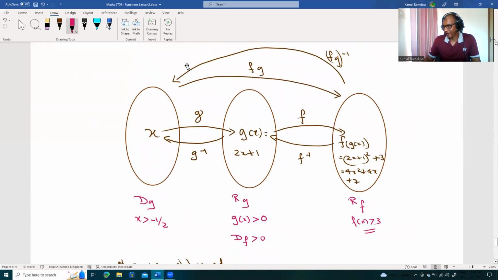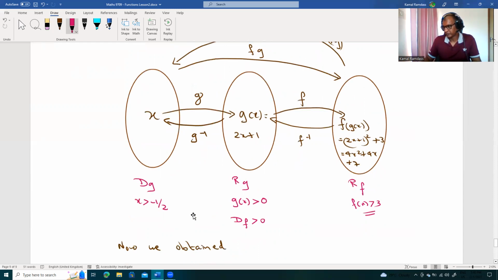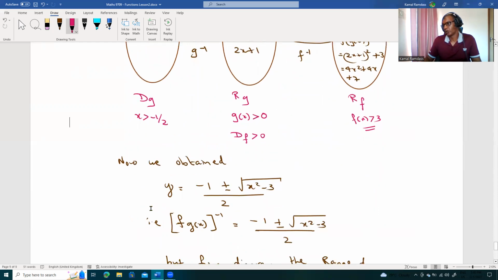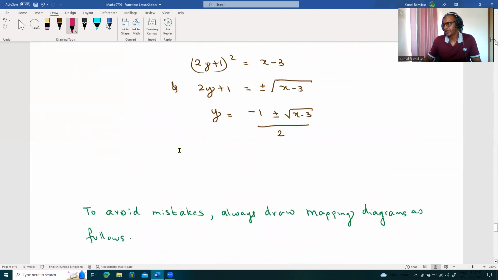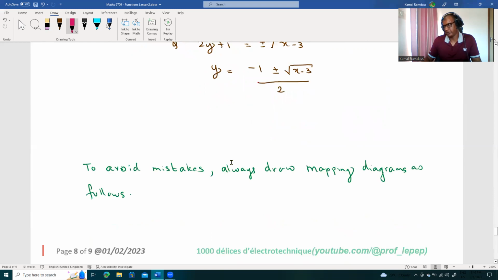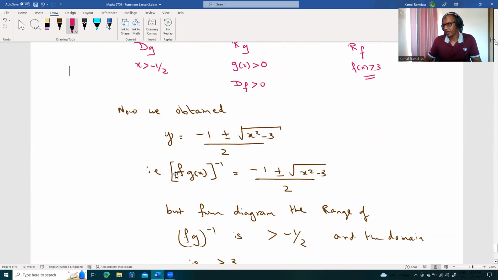Bon, nous besoin dessiner ça d'abord. OK? Si on a place, enfin, dans l'answer, dessiner séparément une rough page, etc. Et là où il obtient, parce que nous obtenons ces affaires-là: y is equal to minus 1 plus or minus root de (x minus 3) over 2. Ça, c'est une algebraic expression. Et là, on va dire f of g inverse is equal to minus 1 plus or minus root de (x square minus 3) over 2. Mais seulement, il n'est pas bon.